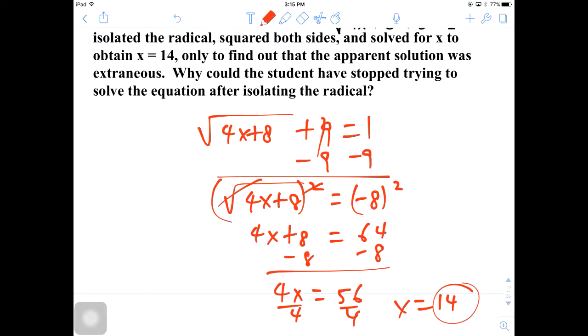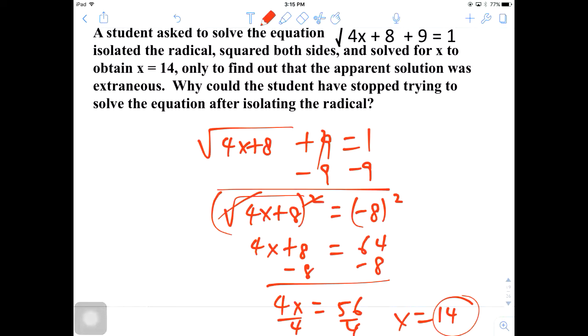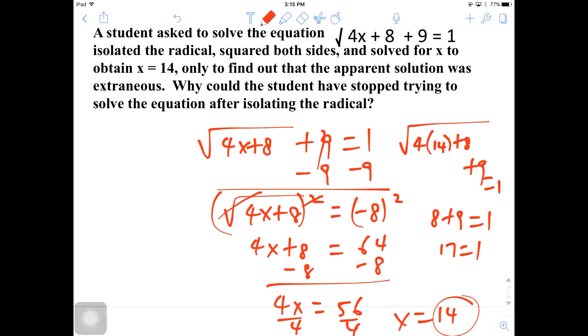So only to find out that, because now you're going to check the answer, it's going to be the square root of 4 times 14 plus 8, and then plus 9 equals 1. So that's 56 plus 8 is 64. Square root of 64 is 8. 8 plus 9 equals 1. That's 17 equals 1. Uh-oh. That does not check out. That means 14 is not an answer.